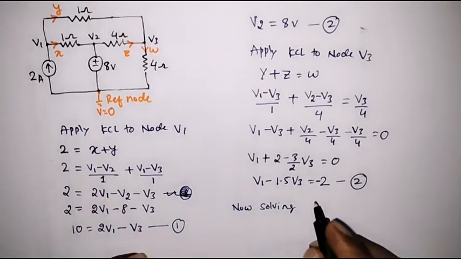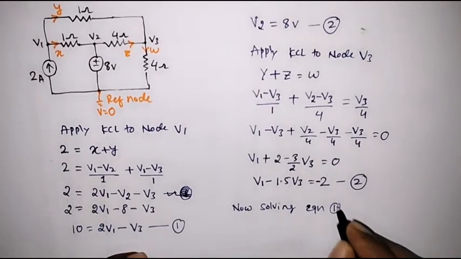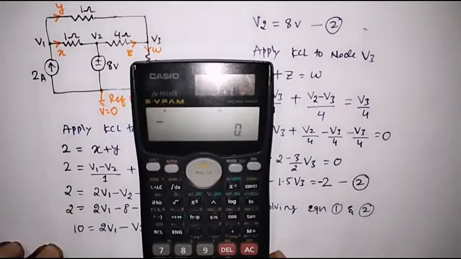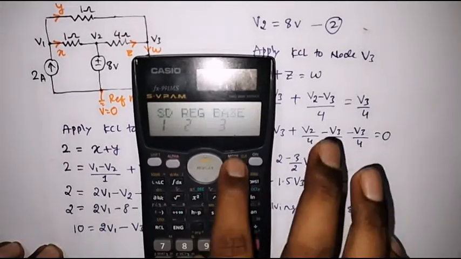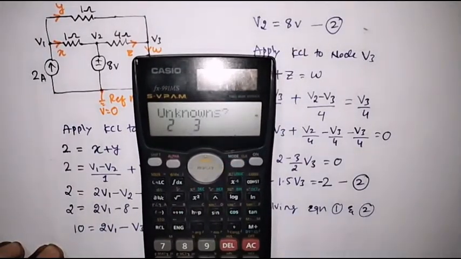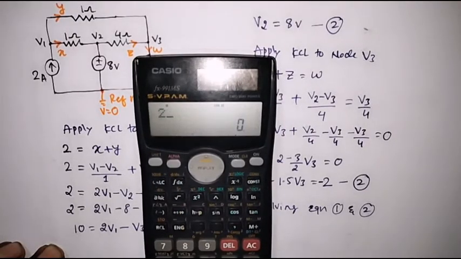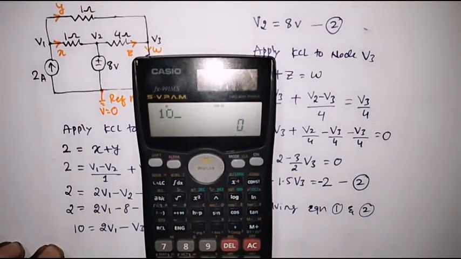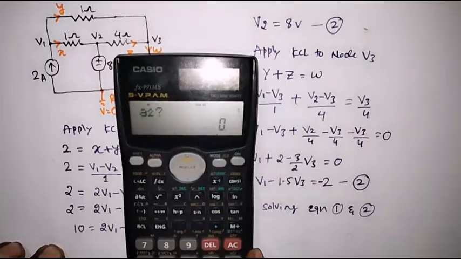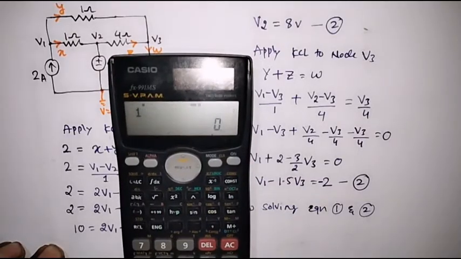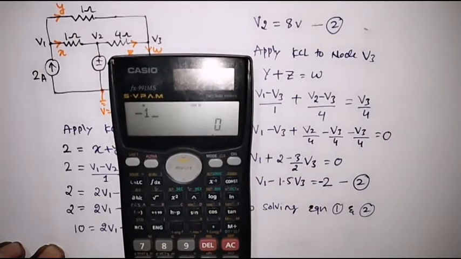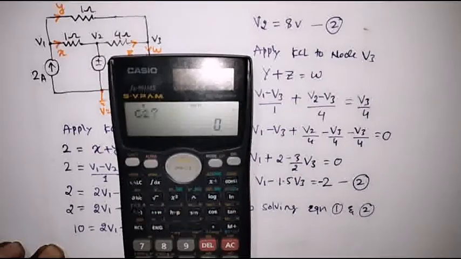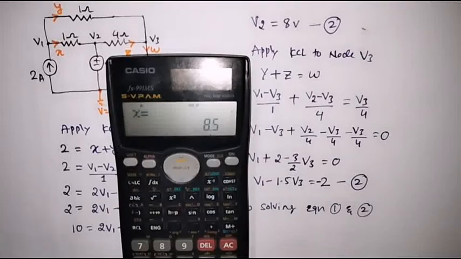So now, solving these two equations. Keep the calculator in equation mode. There are two unknowns. In the first equation, the coefficient of V1 is 2, the coefficient of V3 is minus 1, and the right hand side is 10. In the second equation, the coefficient of V1 is 1, the coefficient of V3 is minus 1.5, and the right hand side value is minus 2.